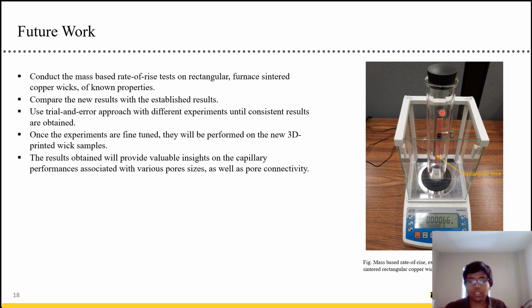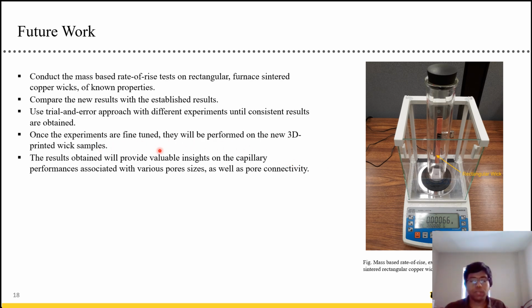So currently, the future work that we're going to do is use rectangular copper center wicks, and these wicks have known properties that can be measured easily using optical rate of rise. So we're going to use the mass-based rate of rise on this rectangular wick structure, and we're going to do it over and over again using trial and error until we get a consistent way of measuring it, a consistent result. And once we get the consistent result, we'll apply it on the 3D printed wick structure.